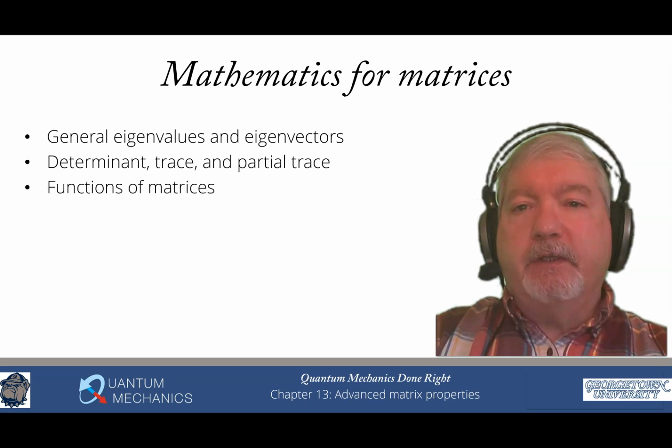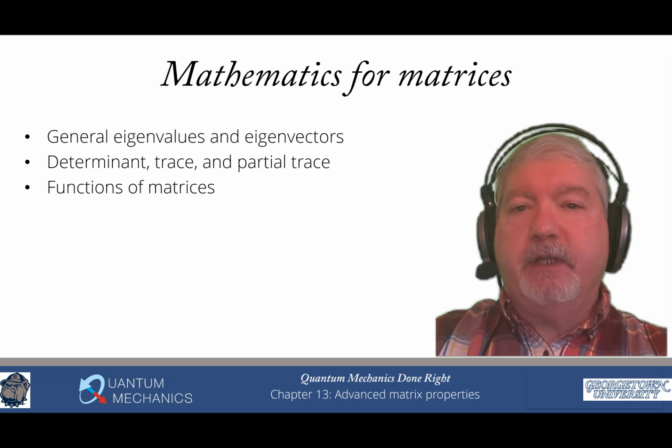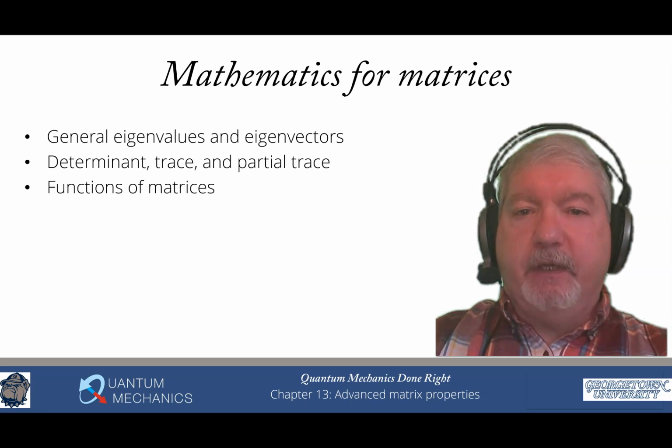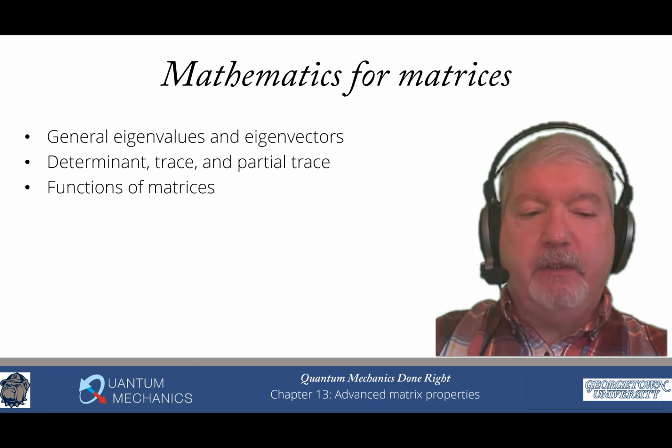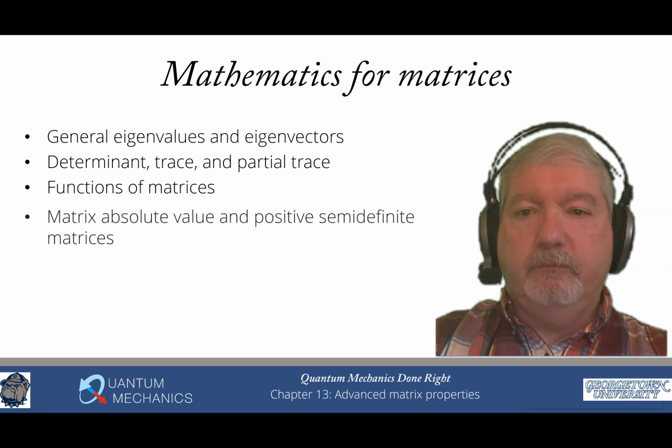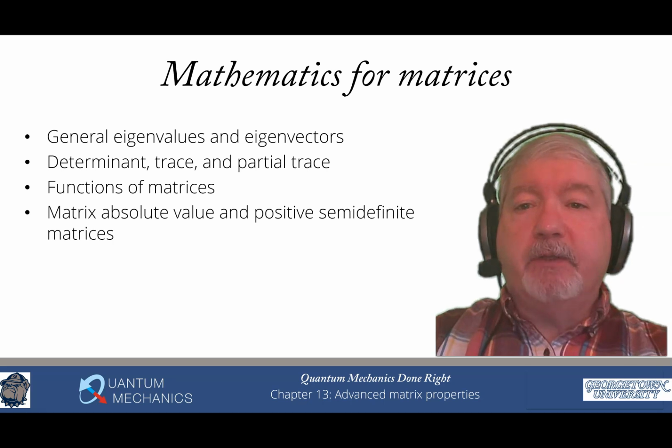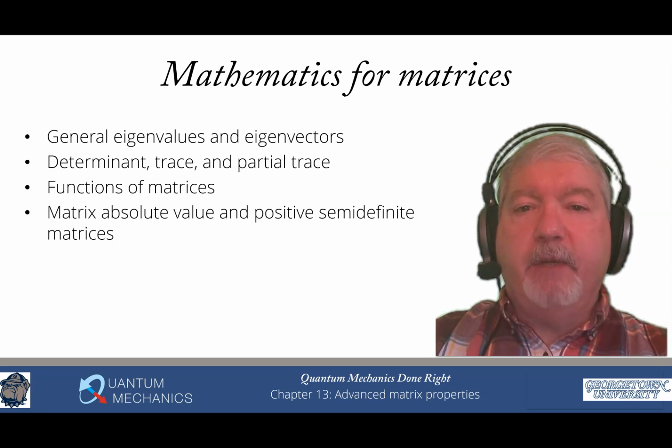We'll look at functions of matrices. These are easiest to understand when you're in the diagonal eigenvector basis. In that case, you can just apply the function to the diagonal elements of the matrix. We'll look at a matrix absolute value, which is a special function. It's the square root of the square of the matrix.